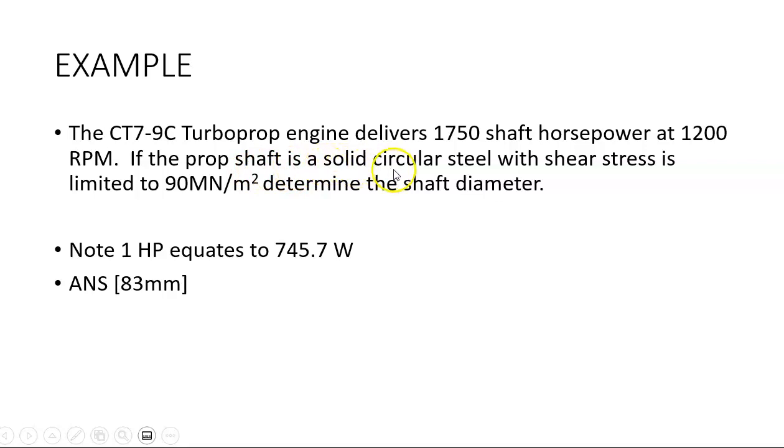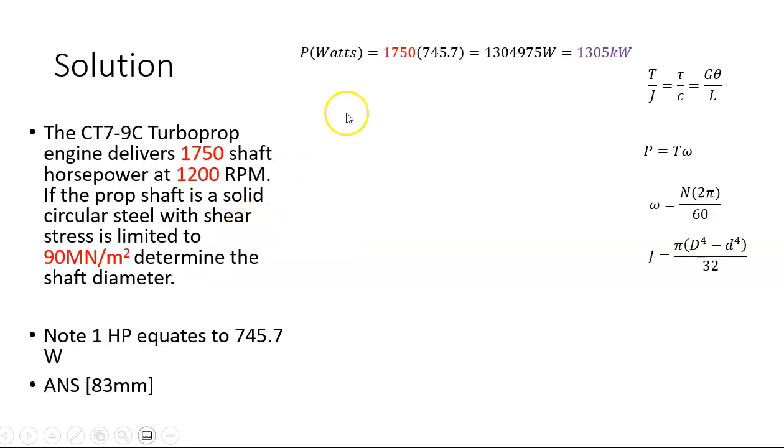The prop shaft is a solid circular steel shaft with shear stress, and the shear stress is limited to 90 meganewtons per meter squared. Determine the shaft diameter. Alright, so the first thing is that 1 horsepower equates to 745.7 watts. So that's the first thing we'll do.